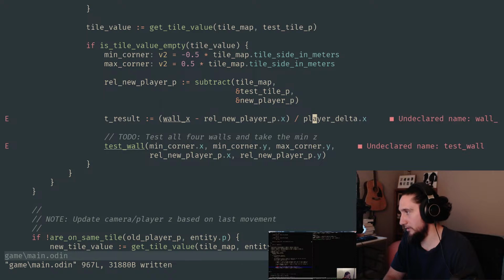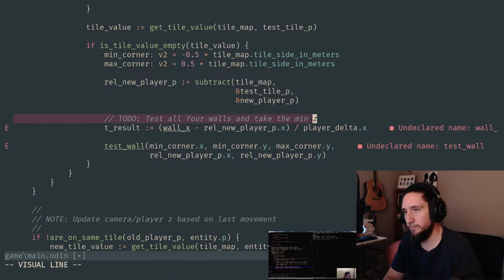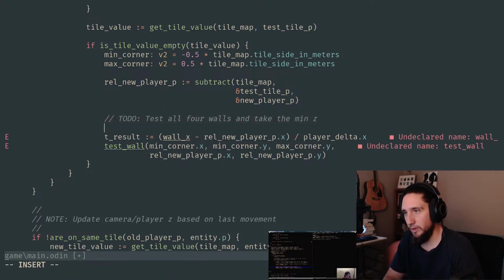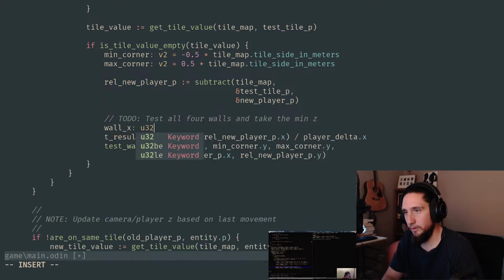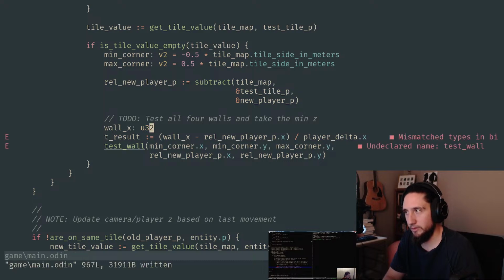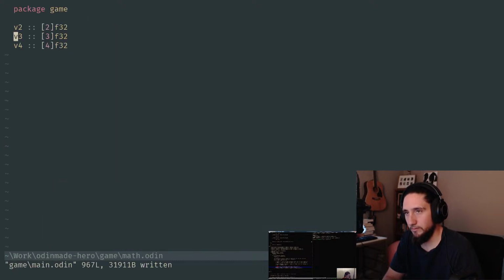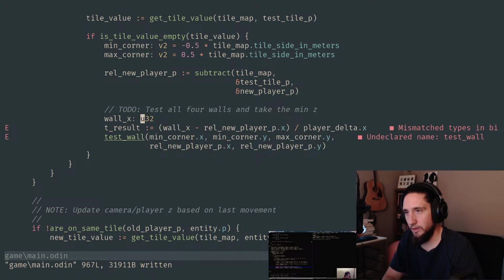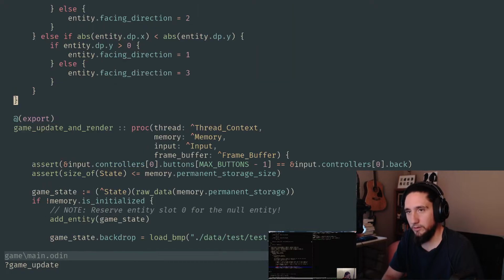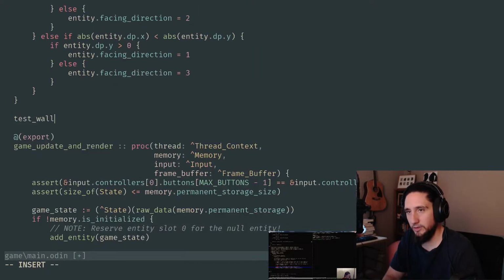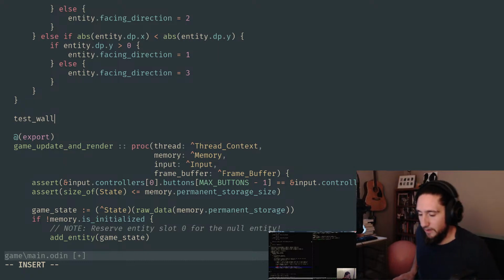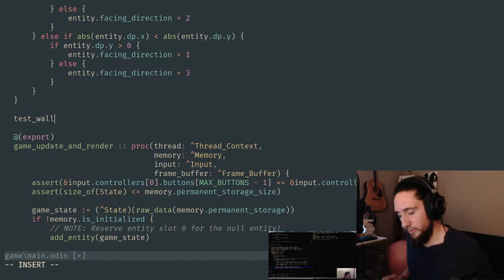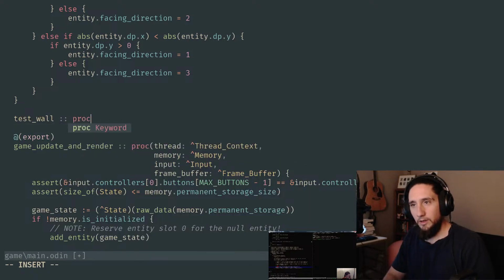This wall X does not exist yet. So maybe I'll just call that a U32 for now. Is that what it is? It is an F32. That looks good, and then I guess we'll stub the test wall proc here, because I can't just if zero out that code and not have an implemented proc. Odin won't let me do that, regrettably.